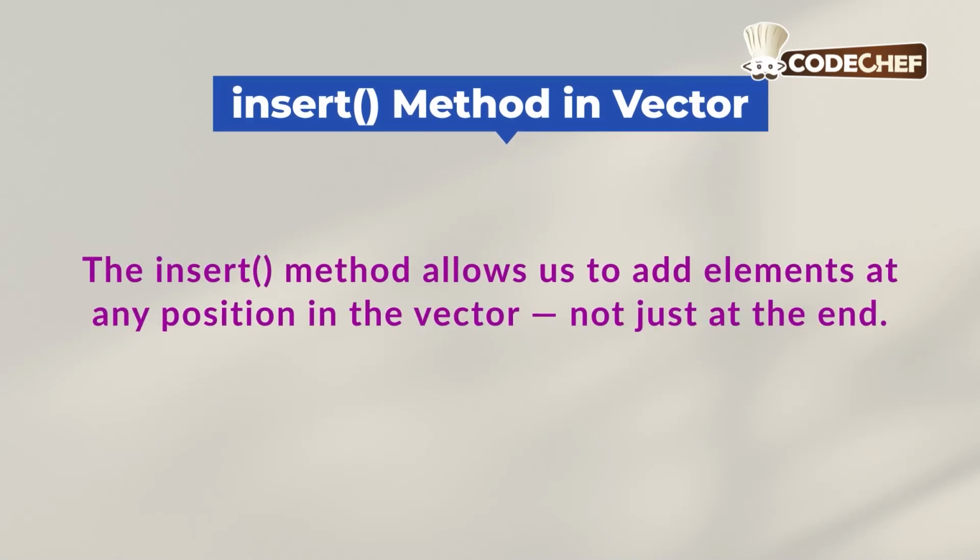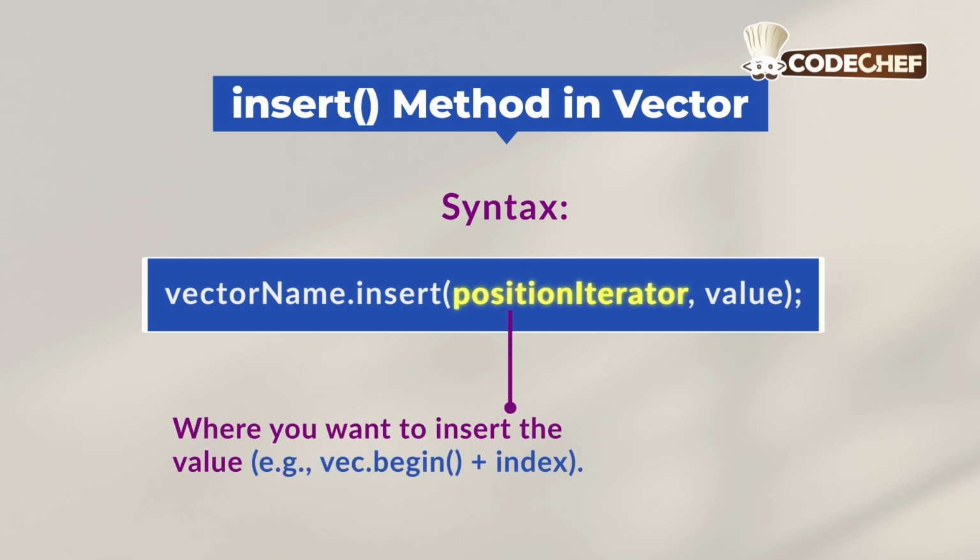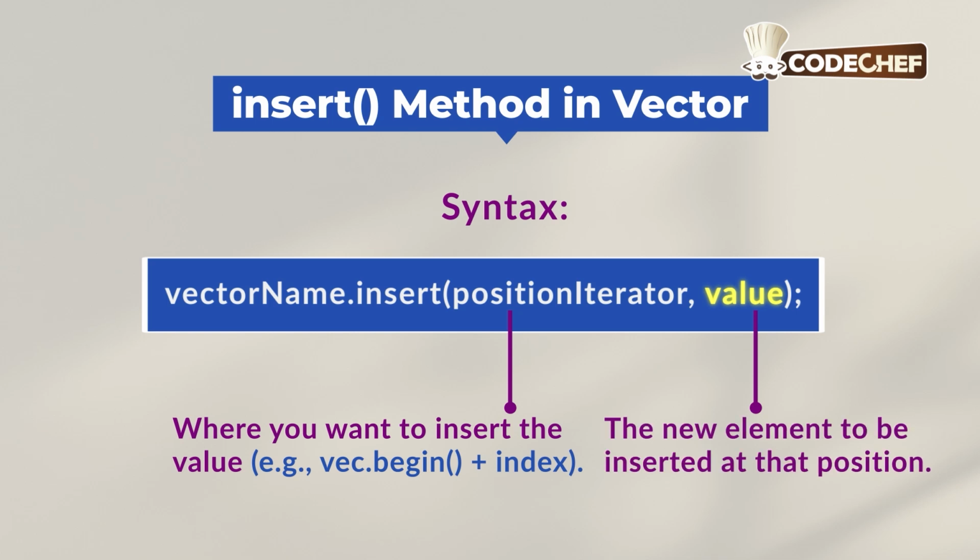The insert method allows us to add elements at any position in the vector, not just at the end. Its syntax is vector name dot insert, then inside brackets position iterator comma value, bracket close and semicolon. Here position iterator is the position or index number where you want to insert the value. For example, vec.begin plus index. That means from the 0th index number, from vec.begin, to the index number that we are adding to vec.begin, the new element will be inserted. Then value is the new element to be inserted at that position.